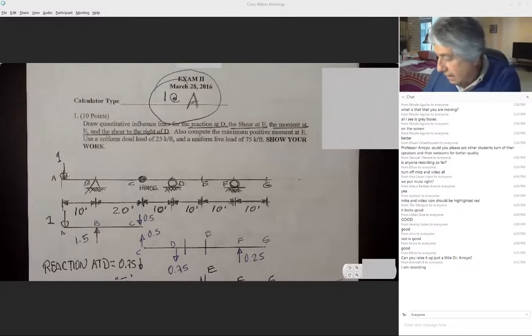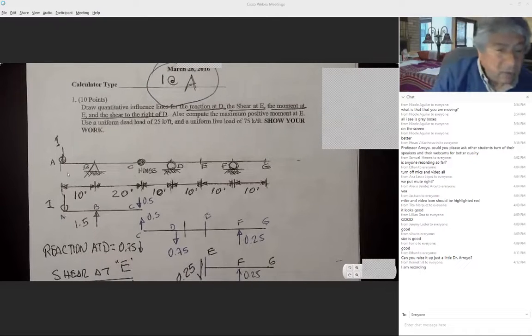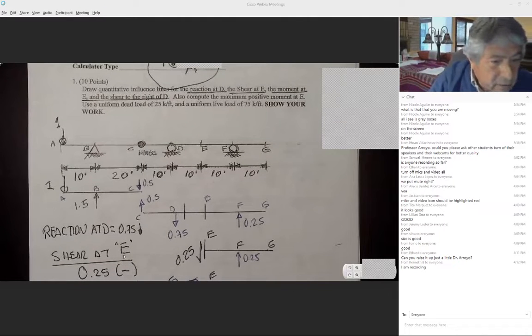So what I have done, I have worked the free body. For instance, for the reaction at E, the reaction at D, this is D, and this is my free body in here. The reaction at D, look, when the unit load is at this location, it's producing a reaction at D down 0.75. So I have written in here for you, reaction at D is 0.75. The next value is the shear at E.